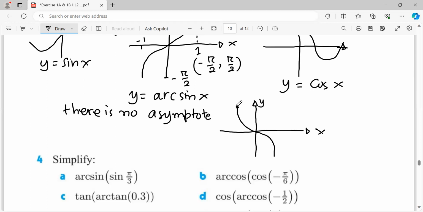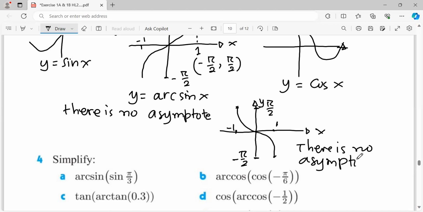Okay. Arc cosine has the same range as arc sine? Yes, because it stops until here and until here. It ranges from minus pi half to pi half, and its domain is minus 1 to positive 1. So there is no asymptote. Okay. On this graph, y equals arc cosine x.